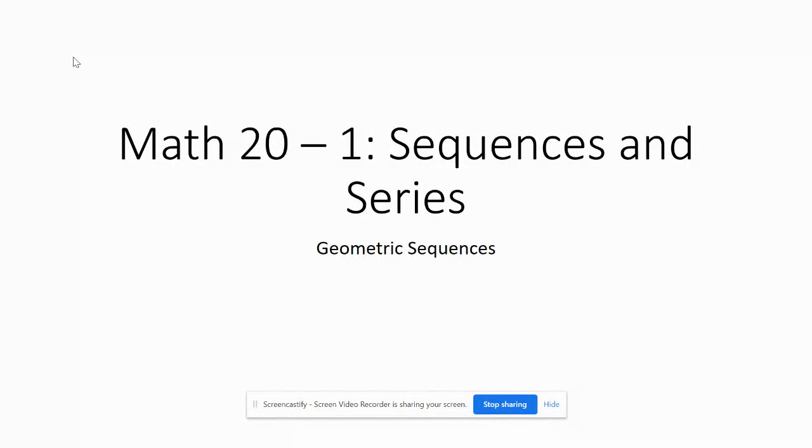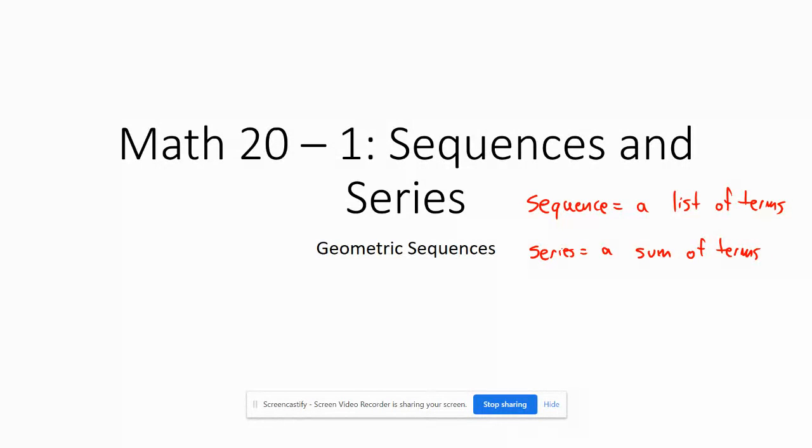First of all, the word sequence is a list of terms. A series, in a math sense, is a sum of terms. Mathematically, a series means we're adding terms together. A sequence means we're just listing those terms. So this is called geometric sequences.